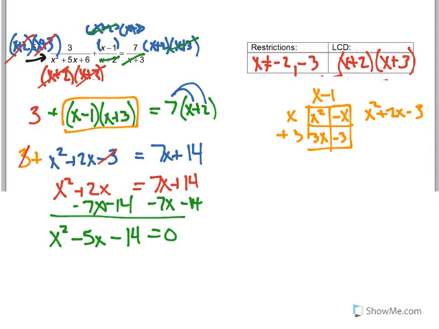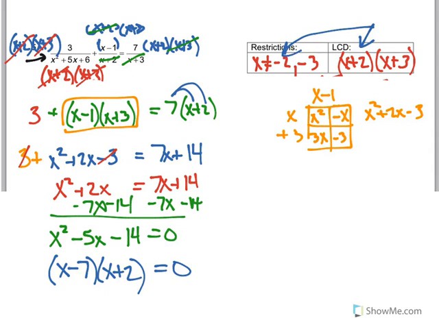So now we have to factor. I got to find two numbers that multiply to give me negative 14, but subtract to give me 5. And so if I do that, I get x minus 7 and x plus 2 equal to 0. So notice once again my restrictions, or my denominator had an x plus 2, which led to this restriction. So I don't have to worry about x plus 2. So now I just have to set x minus 7 equal to 0, and I get x equals 7.